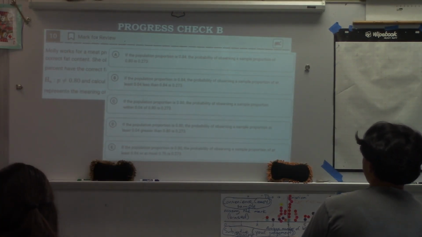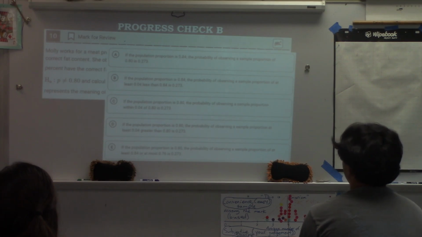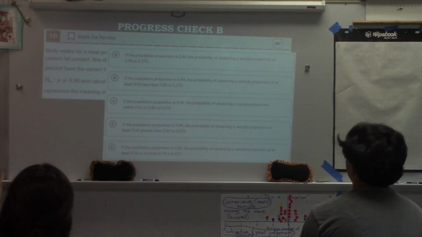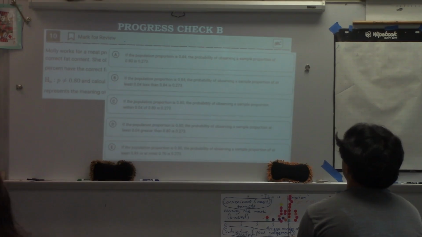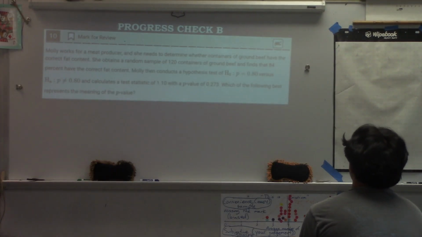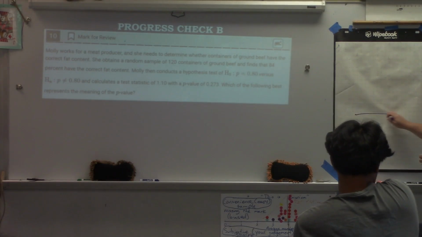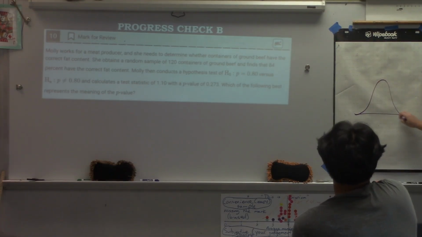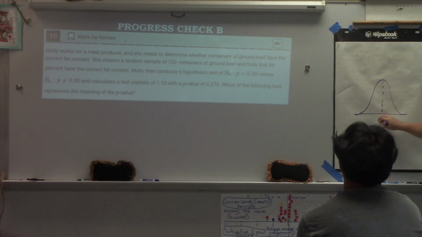If the population proportion is 0.84, the probability of observing a sample proportion of 0.8 is 0.273. Can I just show this real quick? Even before I look at this, especially if you look at this and get confused, you should know what's the center of this distribution. 0.8. What's our test statistic, or what's our statistic? Not standardized, just test statistic. 0.84.